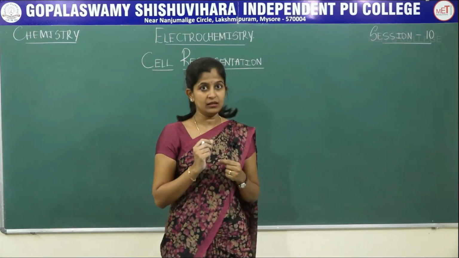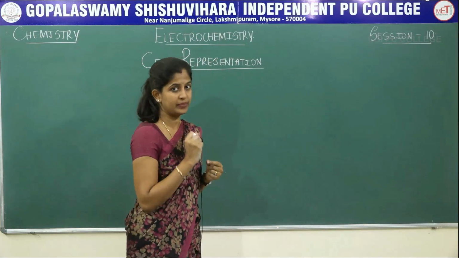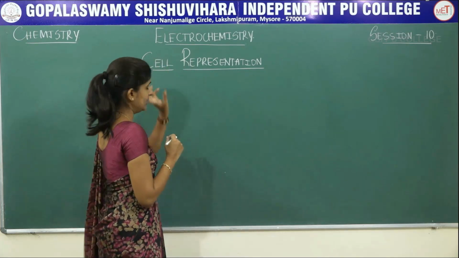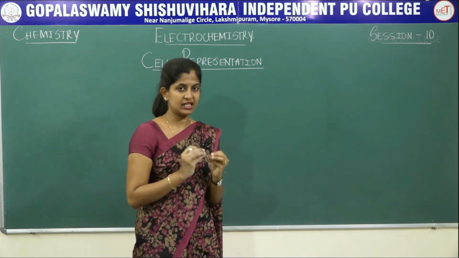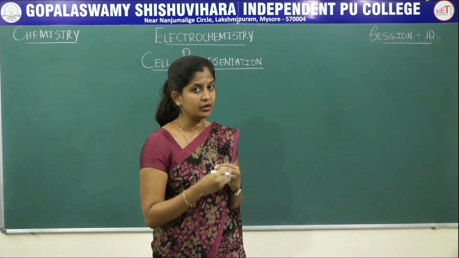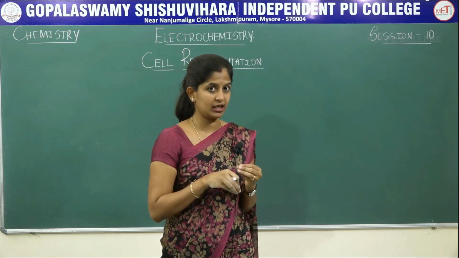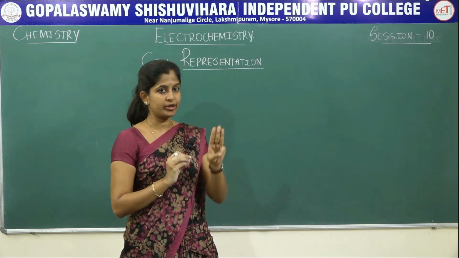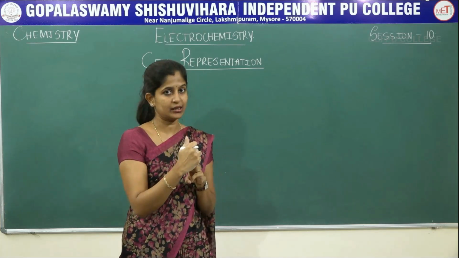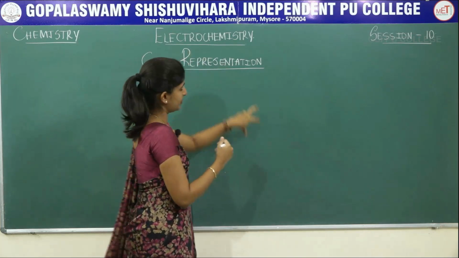In session number 10, we will be discussing cell representation. So what is cell representation? You know what I mean by cell. A cell is nothing but a setup wherein you convert your chemical energy into electrical energy, or electrical energy into chemical energy, which consists of three components: two electrodes, anode and cathode, as well as an electrolyte. So what do you mean by cell representation?